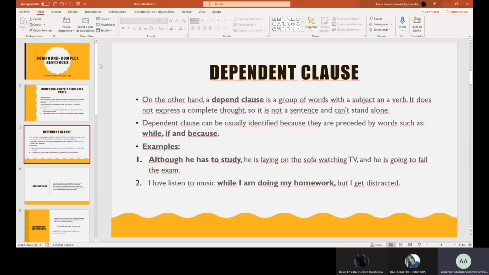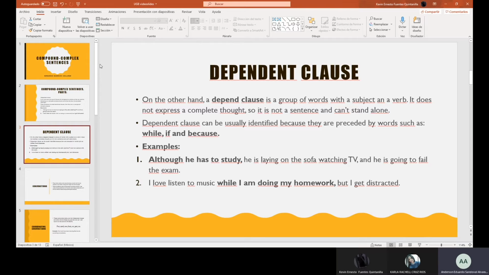The first one is the same as the last slide. Although he has to study, he is lying on the sofa watching TV and he's going to fail the exam. And the second one, I love to listen to music while I'm doing my homework, but I get distracted. So if you see, teacher, we have reused the example of the other slide, and like we see in the first example, the dependent clause is although he has to study. And in the second example, we can identify that the dependent clause is while I am doing my homework.